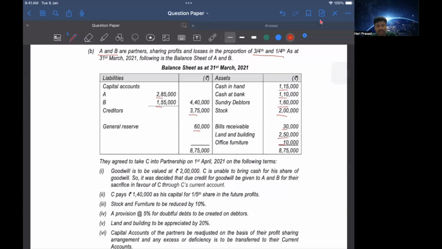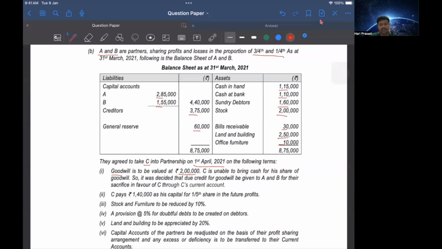They agreed to take C into partnership on 1st April 2021. C is a new partner from 1st April. Goodwill is to be valued at rupees 2 lakh.